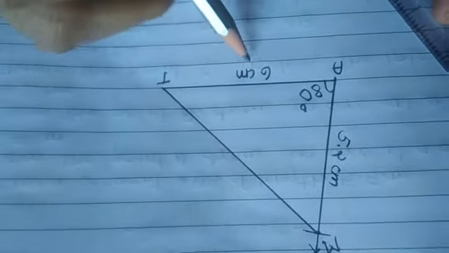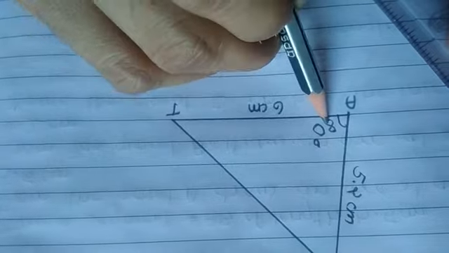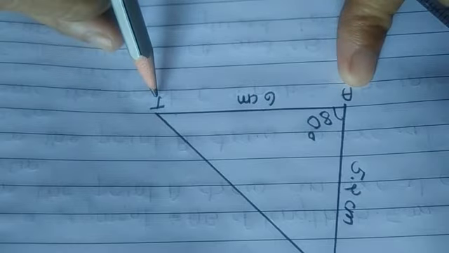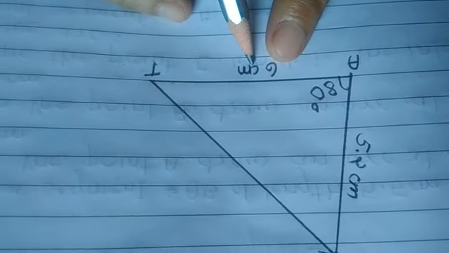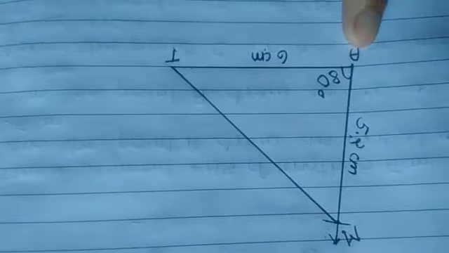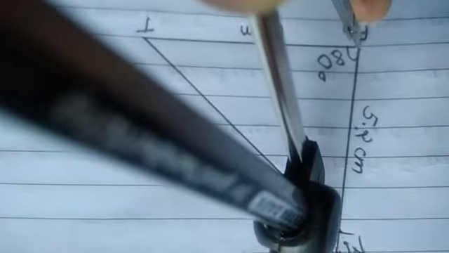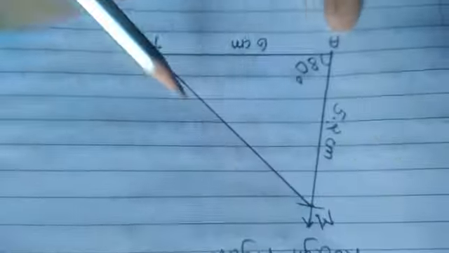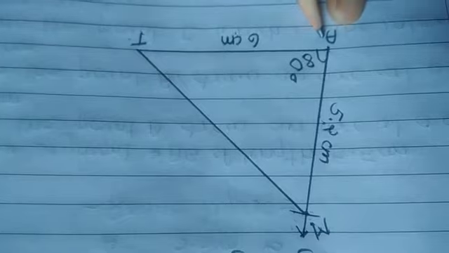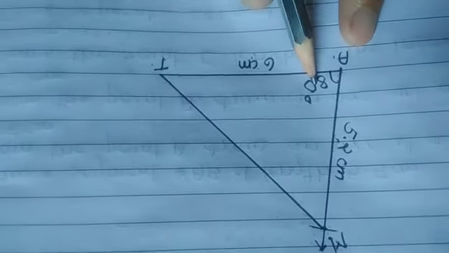So see here how to construct a triangle if two sides and the angle included by these two sides are given. First of all we have drawn the base AT of 6 centimeter. Then with the help of protractor, take an angle of 80 degree from A. Draw an arc at 80 degree. Then by taking 5.2 centimeter with the help of compass, draw an arc at 5.2 centimeter and then join these 2 points. In this way we have seen how to construct a triangle if two sides and the angle included by them is given.